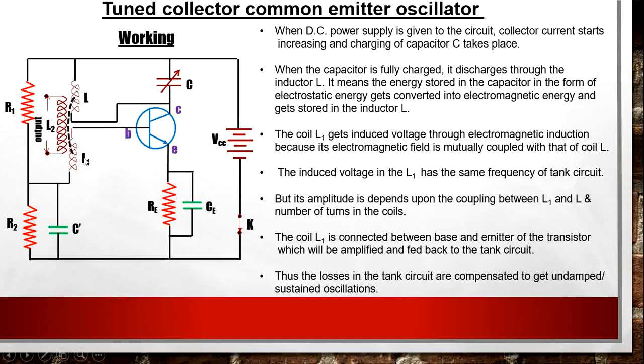Now the coil L1 is connected between the base and emitter of the transistor. So the signal which is applied at the base of the transistor will be amplified, and this amplified signal will be fed back again to the tank circuit. In this way, the losses in the tank circuit are compensated to get undamped oscillations, and this closed loop repeated again and again produces undamped and sustained oscillations.